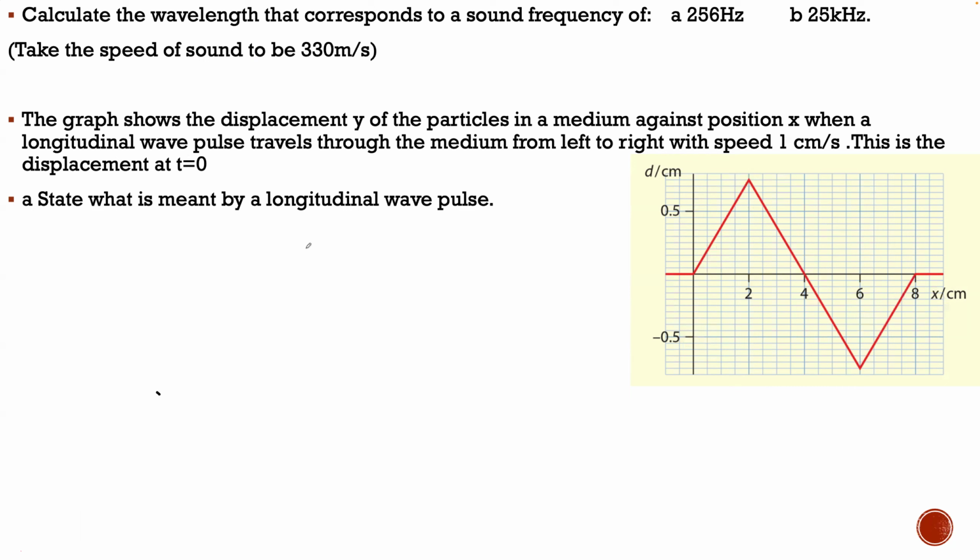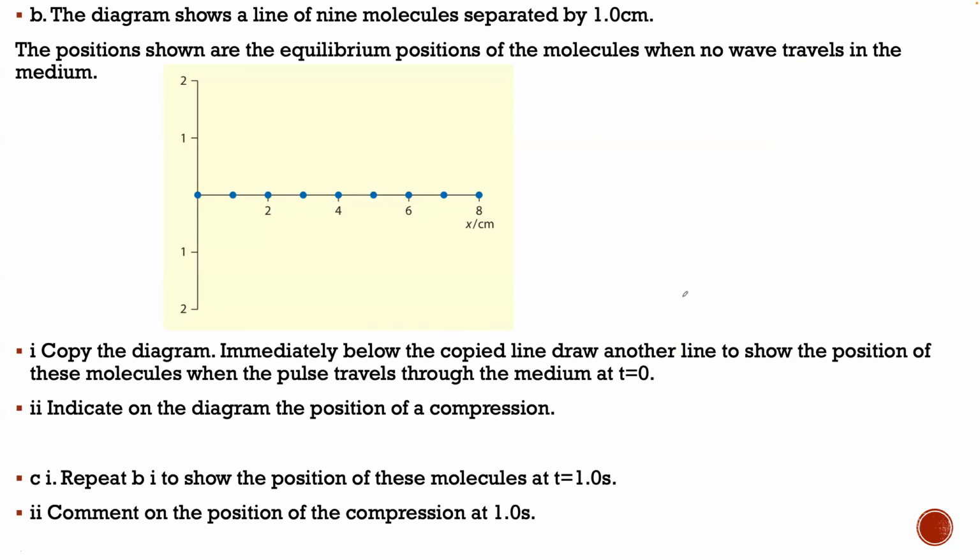Okay, so let's continue. State what is meant by longitudinal wave pulse. So a longitudinal wave pulse is a pulse in which the particles move parallel to the wave direction. Next. The diagram shows a line of 9 molecules separated by 1 centimeter. The positions shown are the equilibrium positions of the molecules when no wave travels in the medium. You can see 0, 1, 2, 3, 4, 5, 6, 7, 8. They are all in equilibrium position because the wave is not traveling.